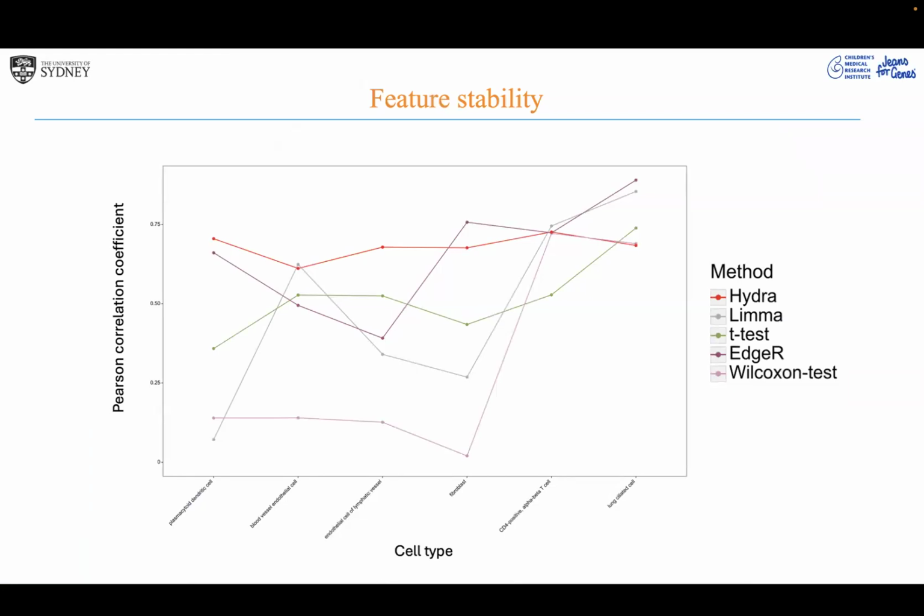I'm comparing against four very well-known statistical methods, limma, t-test, DESeq, and Wilcoxon. Specifically, I'm comparing this because previously we observed that these methods often have quite high reproducibility compared to a deep learning model, but our hypothesis was an ensemble can improve this. And as you can see, we are performing very well in terms of feature stability. So I've done this using two datasets to compute this.